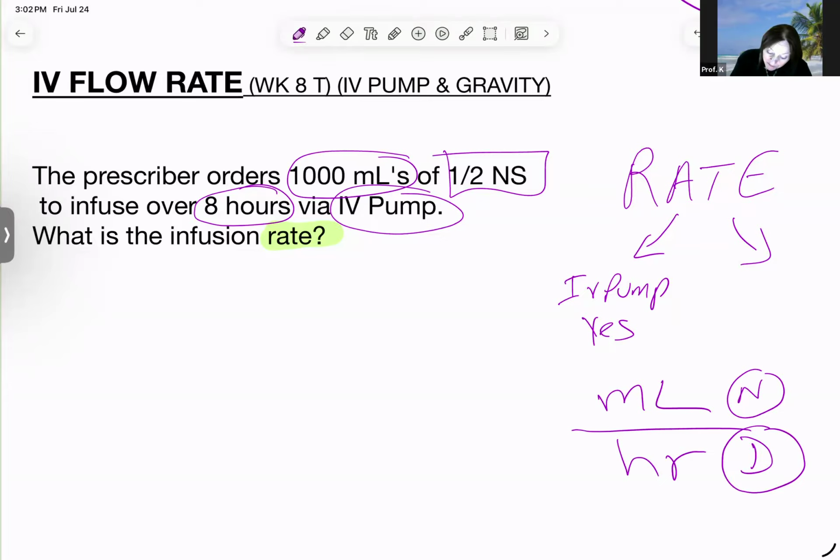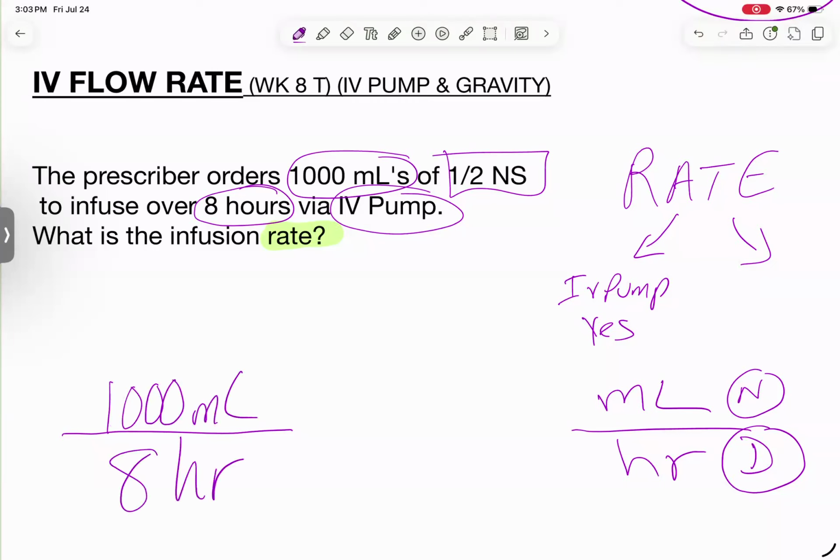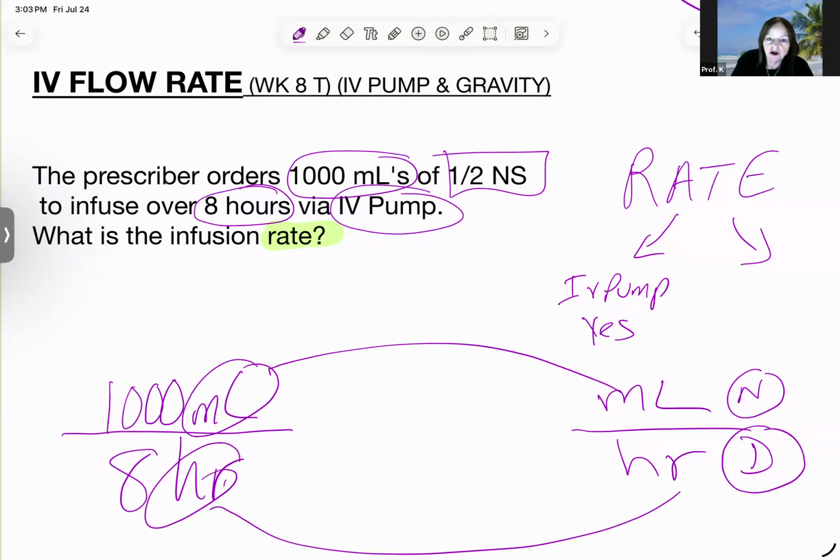So if I need to solve milliliters an hour, what is the doctor saying? What is the order saying? Give 1,000 mLs over 8 hours. Volume over time. Volume over time, every time. So do I need to do anything else? No, because I have milliliters in the numerator and hour in the denominator.